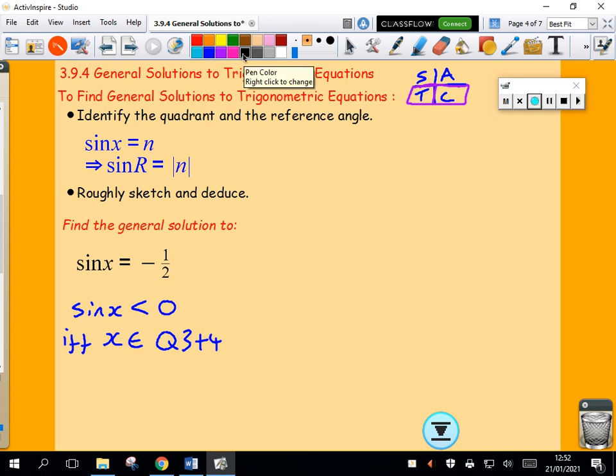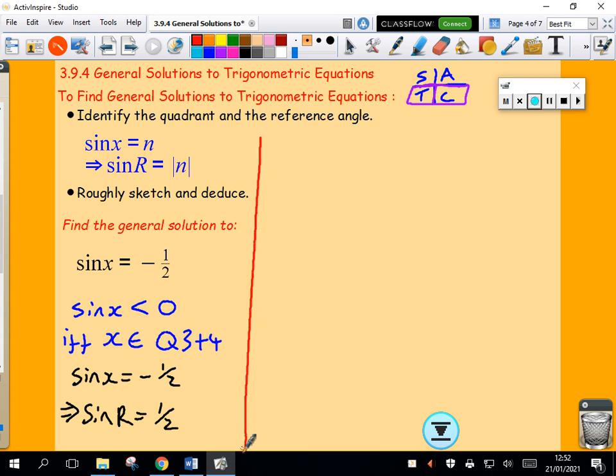Okay, the next thing, I'm going to think about the reference angle. We're told in the question that sine of x is equal to negative 1/2. That means sine of the reference angle is going to be the absolute value of negative a half, which is just 1/2. So sine of the reference angle is just equal to 1/2. That means the reference angle has to be 30 degrees. Remember, it's an acute angle with a sine of a half. The opposite is 1/2 the hypotenuse. If we know our special triangles, we know that angle has to be 30.